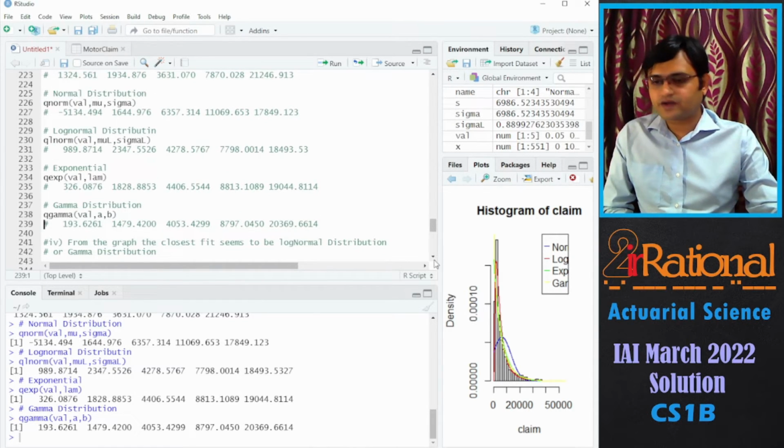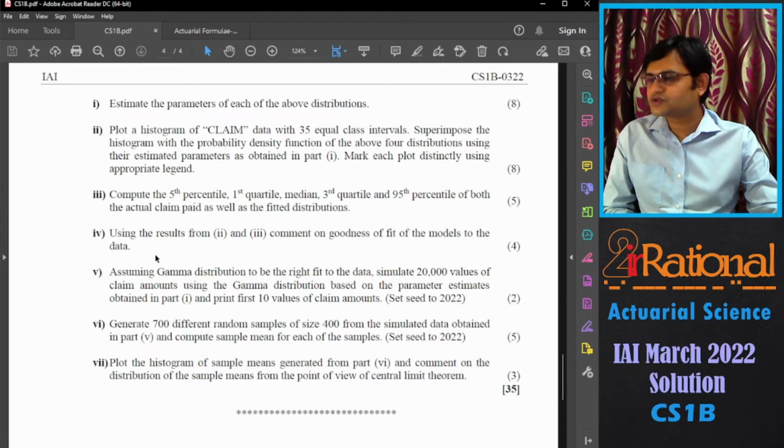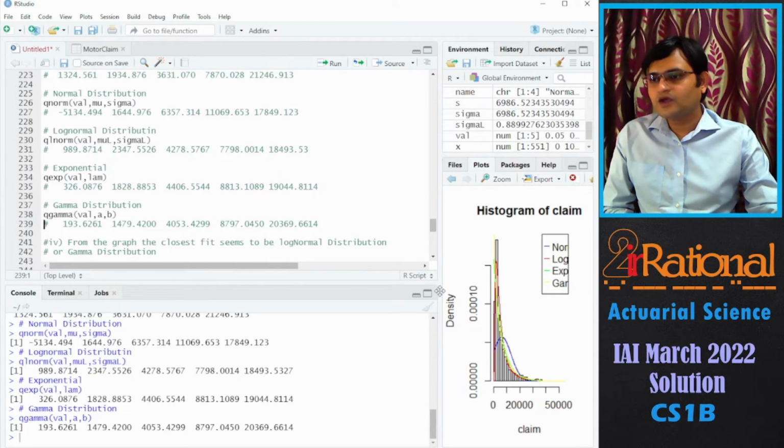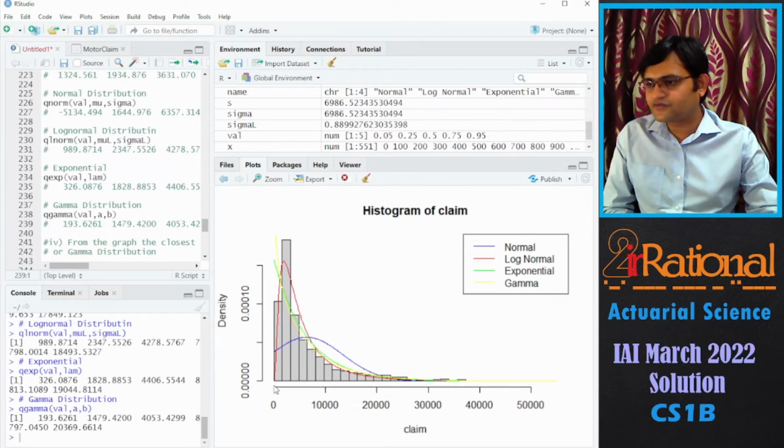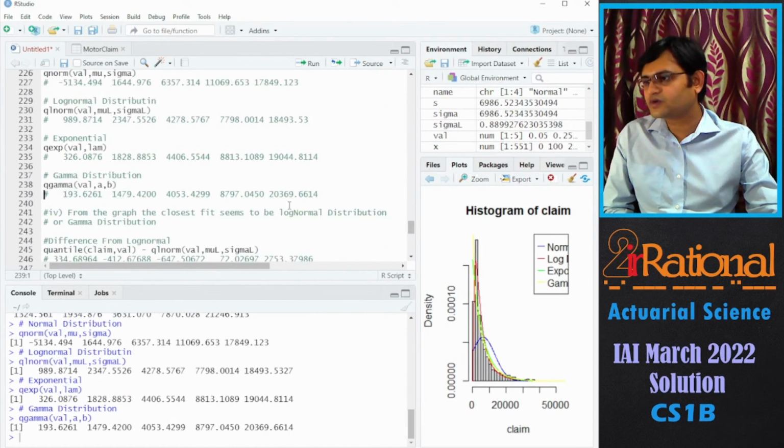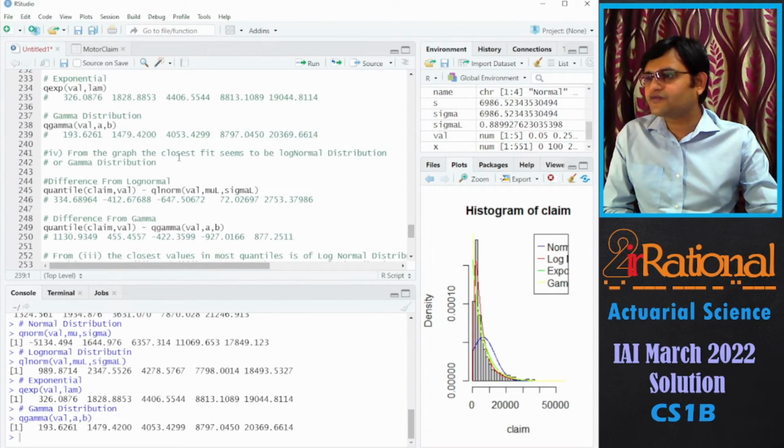Now we have to compare. I think for the next part, we have to compare and see which one is the closest. Okay, so using the result from 2 and 3, comment on the goodness of fit of the models to the data. So again, from 2, that is our graph. You can say that log normal or the gamma distribution seems to be a good fit. Okay, so from the graph, the closest fit seems to be log normal or the gamma distribution.